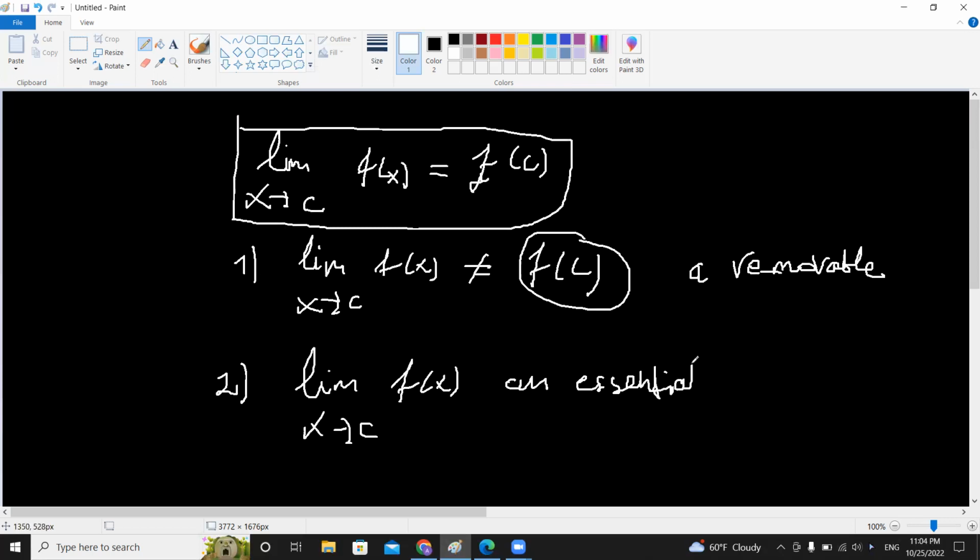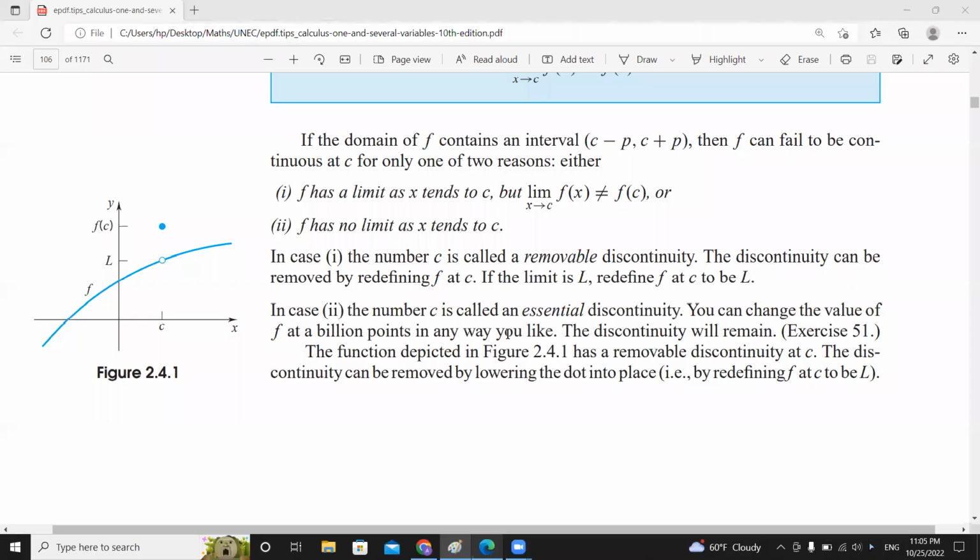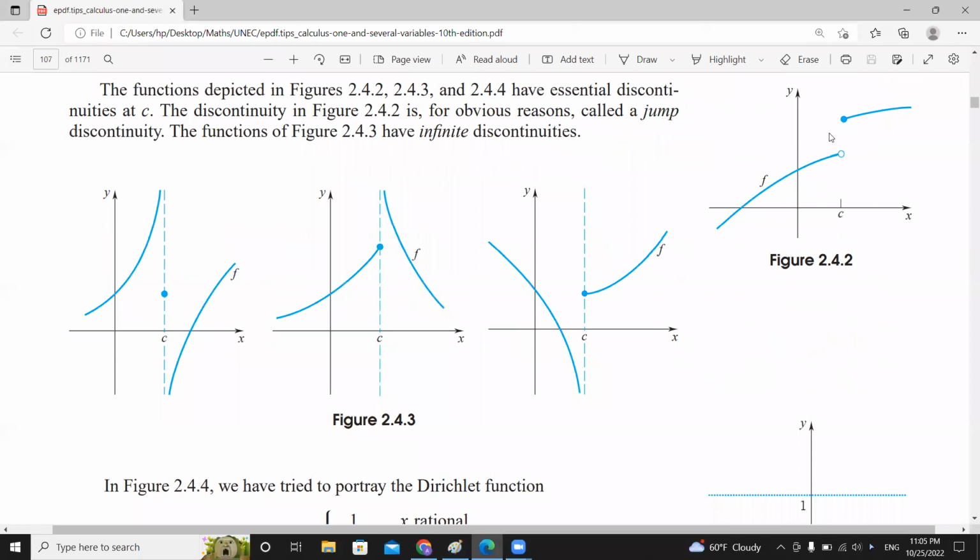I will focus on this discontinuity now. So an essential discontinuity also has two types. Let's see the next figure here. So you can see here, first of all, let's look at figure 2.4.2. You can see here at point C, there is an interruption here.